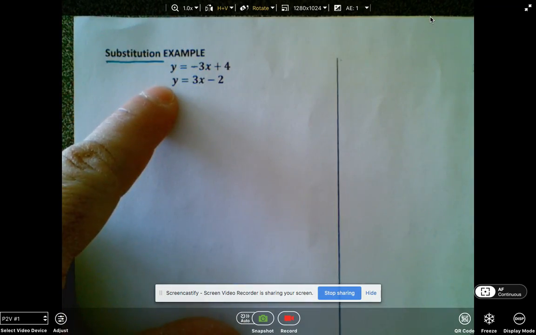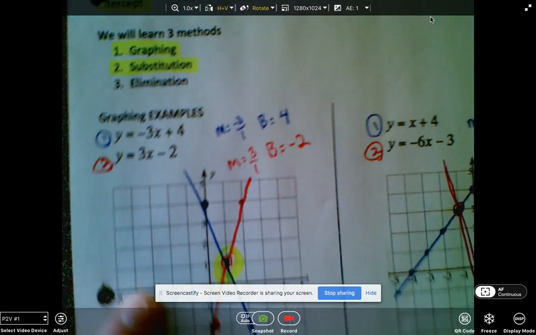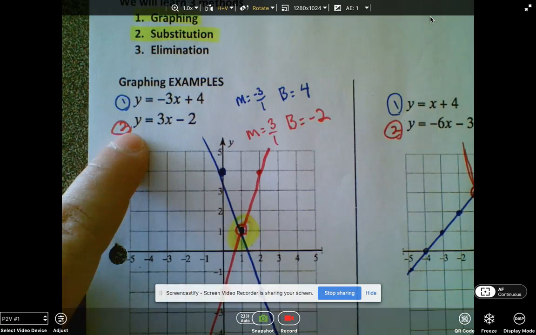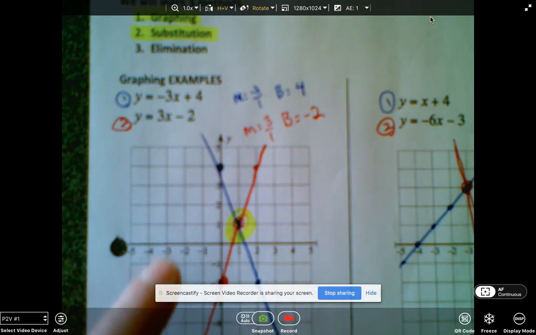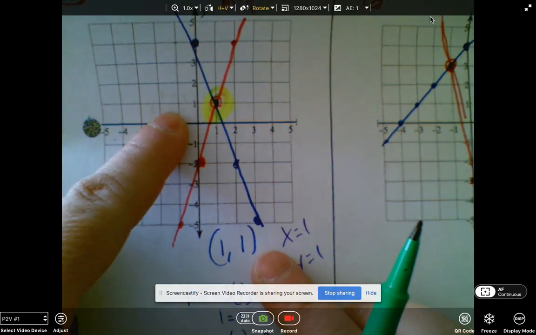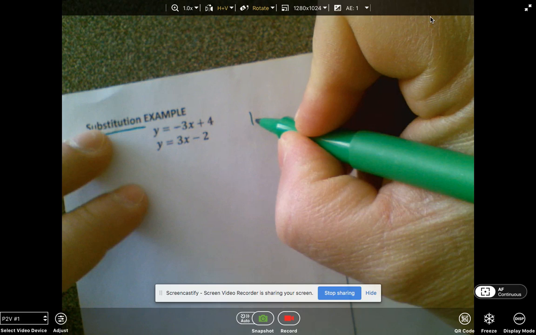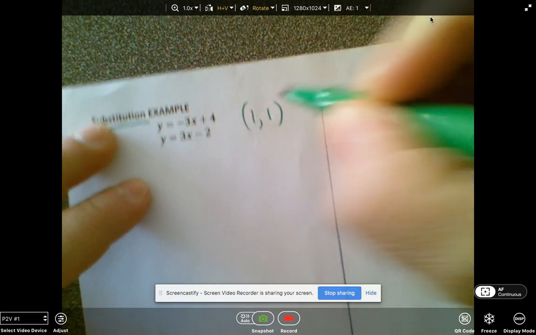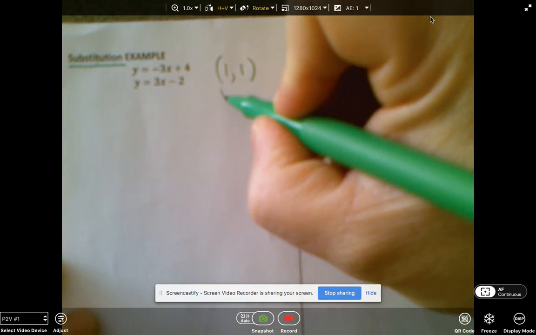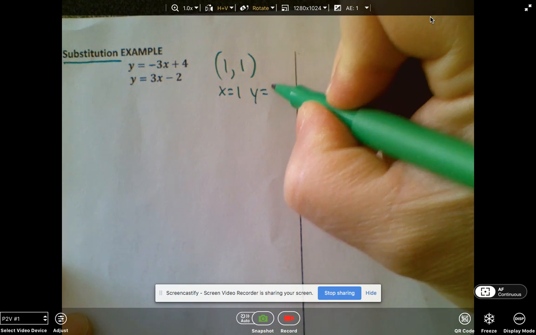So if you look at these two equations, yesterday we solved it here. Same exact two equations, except this one was done by graphing and our solution was 1, 1. So let's start with that. Let's put it in the corner. We know that the solution is going to be 1, 1. So x will equal 1 and y will equal 1.